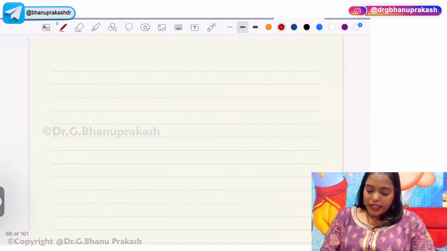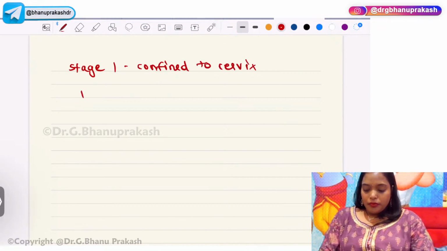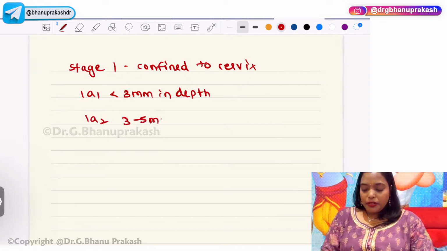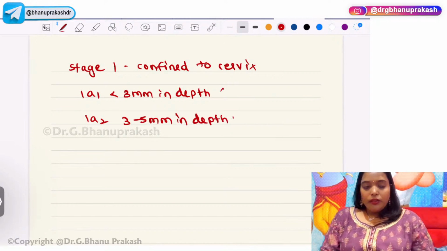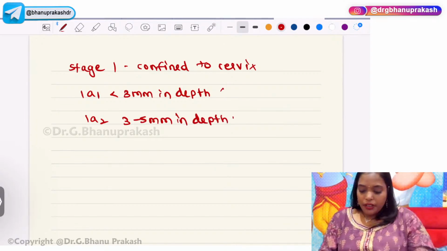So coming to the staging, stage 1 is confined to cervix. 1A1 is less than 3 mm in depth. 1A2 is 3 to 5 mm in depth. Okay.